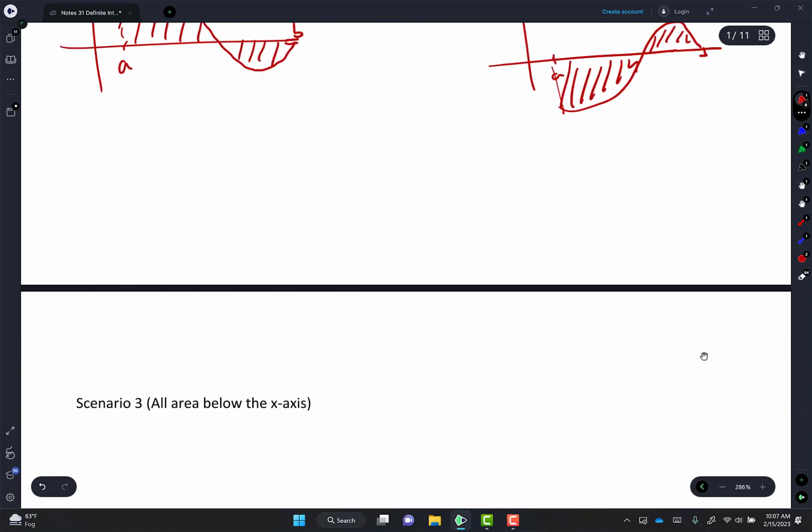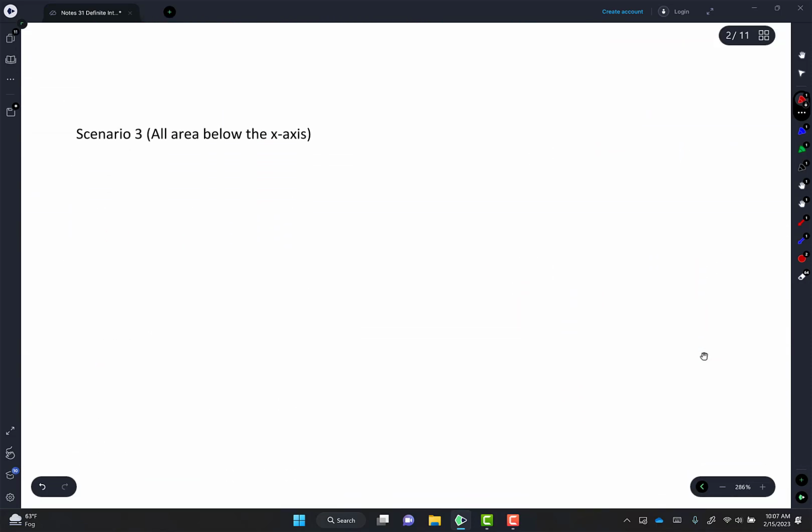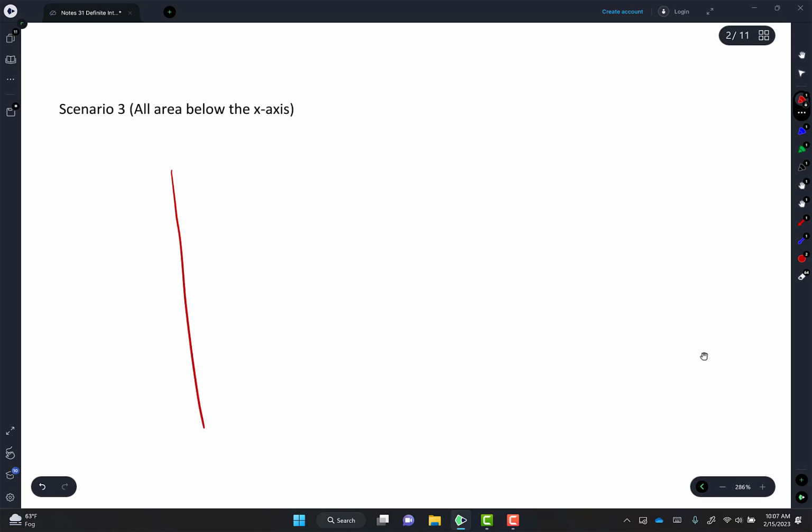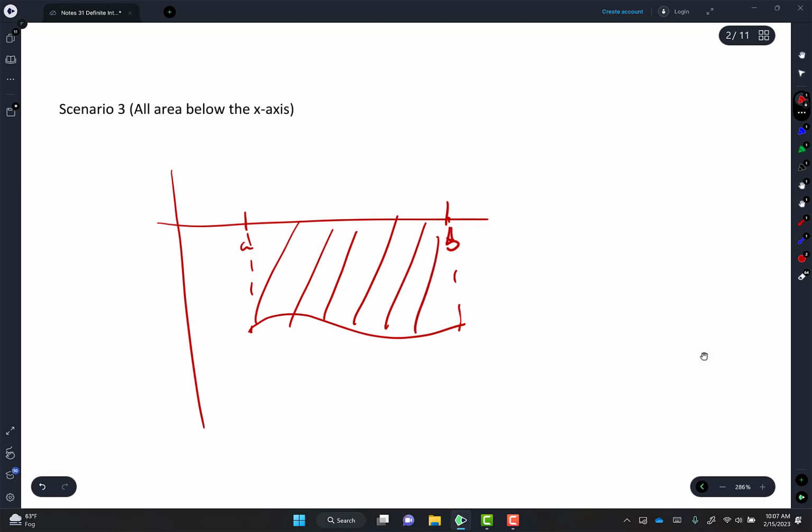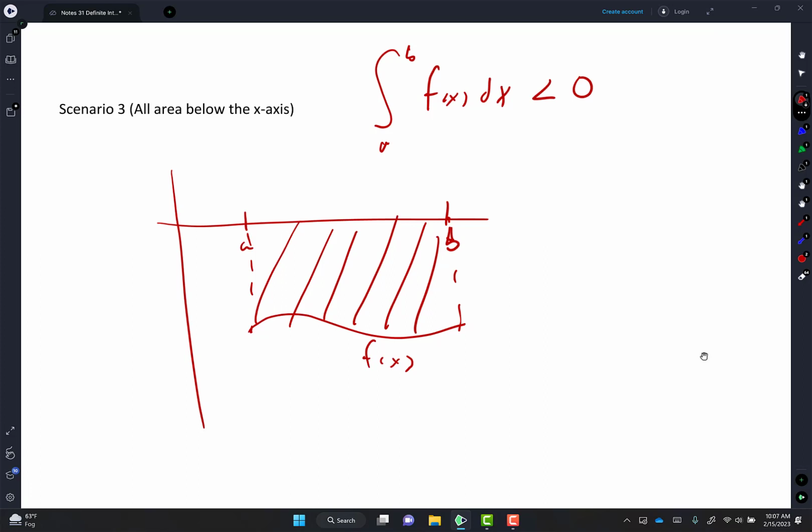Ready for the next one? All area below the x-axis. So here I am exaggerating below the x-axis. That's A and B. I am below the x-axis. And all this area is below. So area under the curve from A to B of f of x dx. Well, this is f of x. We've done nothing crazy, right?